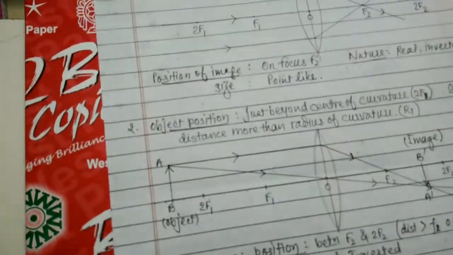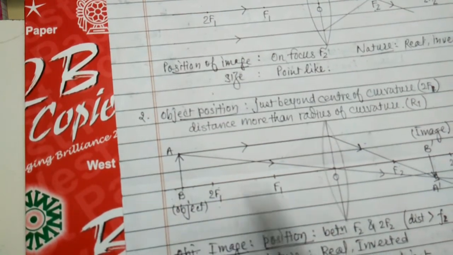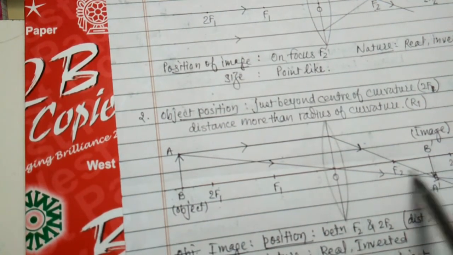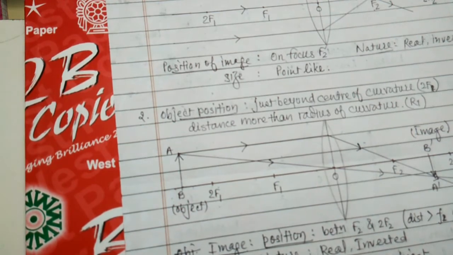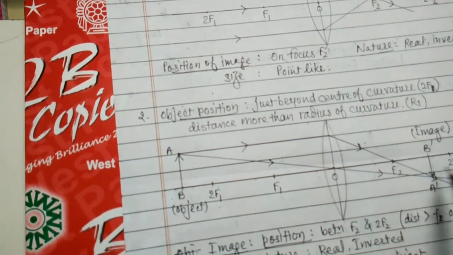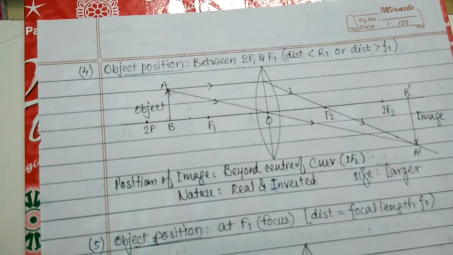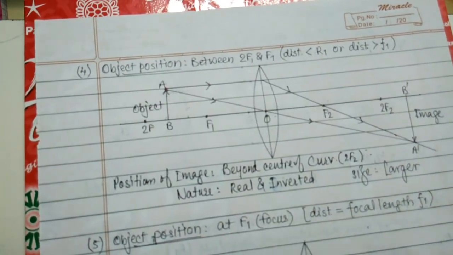The second diagram was: if the object is beyond the center of curvature, the image is obtained between f2 and 2f2. Opposite to this, if the object is between f1 and 2f1, the image is obtained beyond the center of curvature. This is our fourth diagram. So the second diagram and fourth diagram are also opposite to each other.